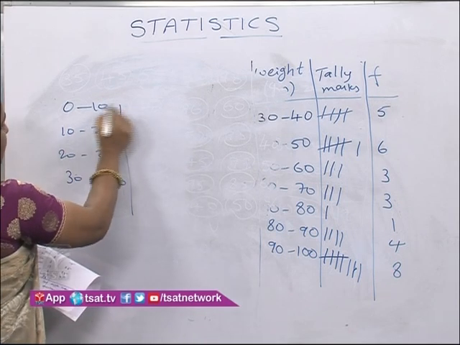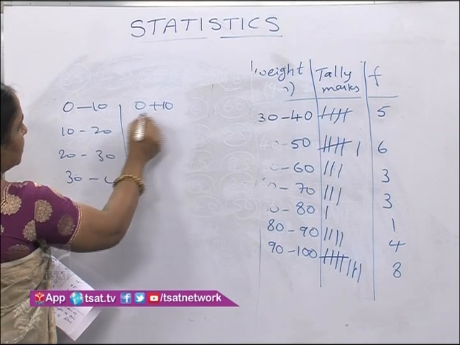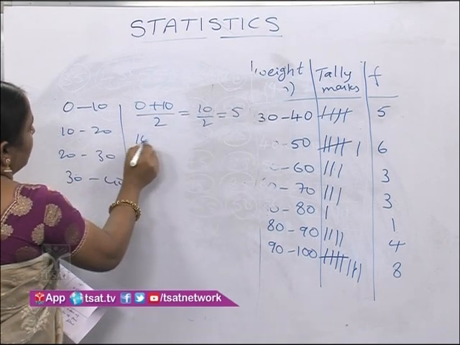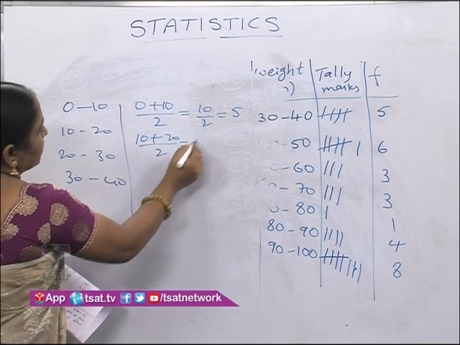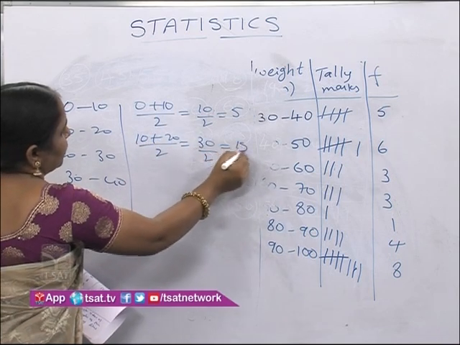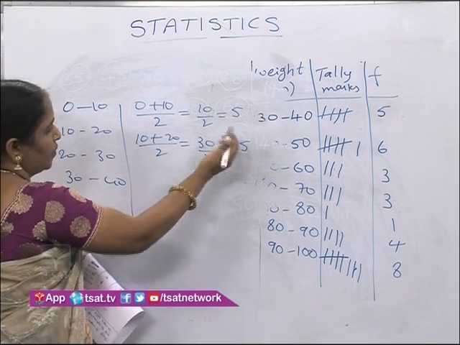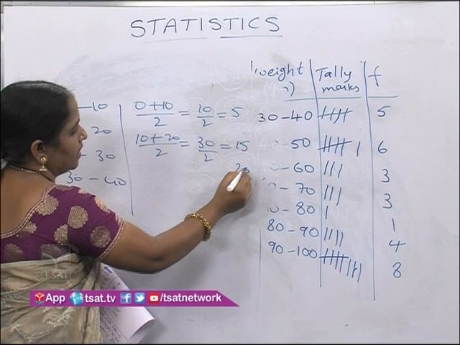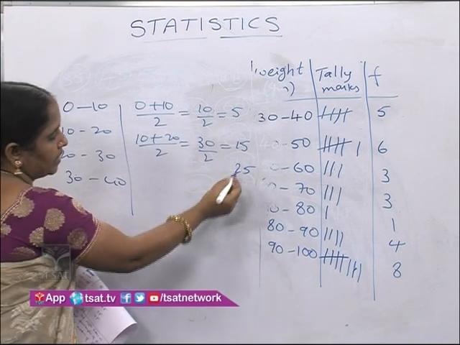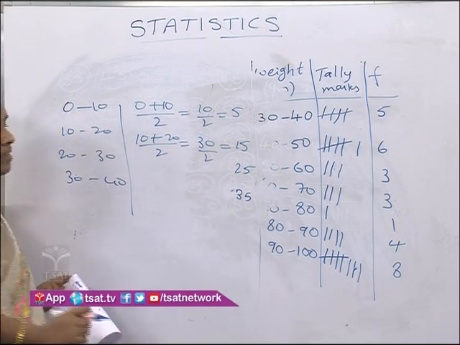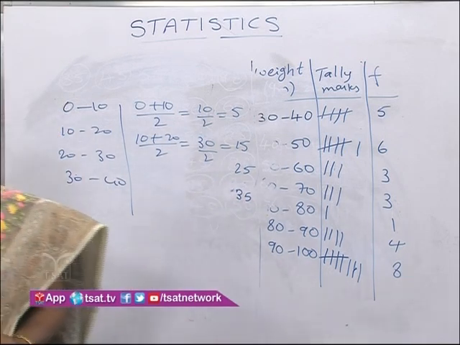Here the mid values, as I told you, are the average of the lower and upper limits, that is 10 by 2 is equal to 5. 10 plus 20, 30 by 2 is equal to 15. Here if you see, the difference between these two values is 10. So by adding 10, you will get the next mid values. 15 plus 10, 25, 25 plus 10, 35, and so on, right? So this is how we can prepare the mid values.